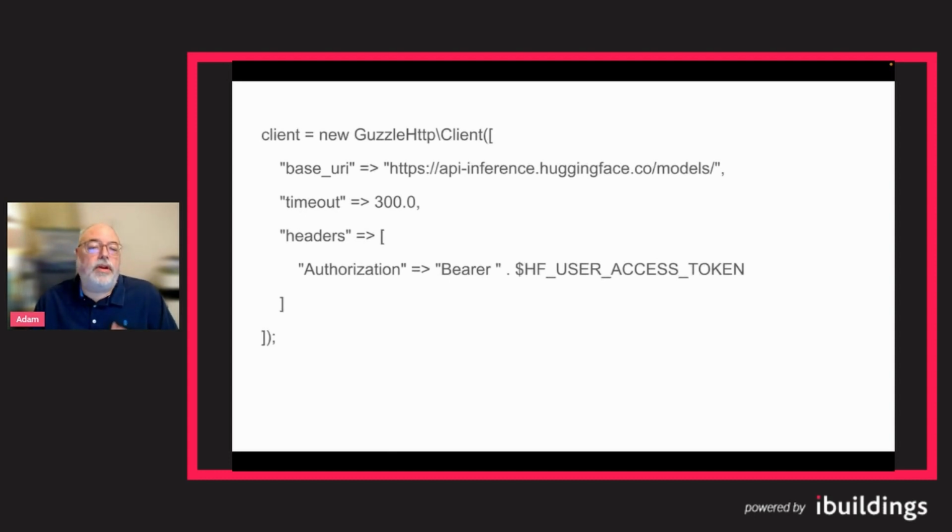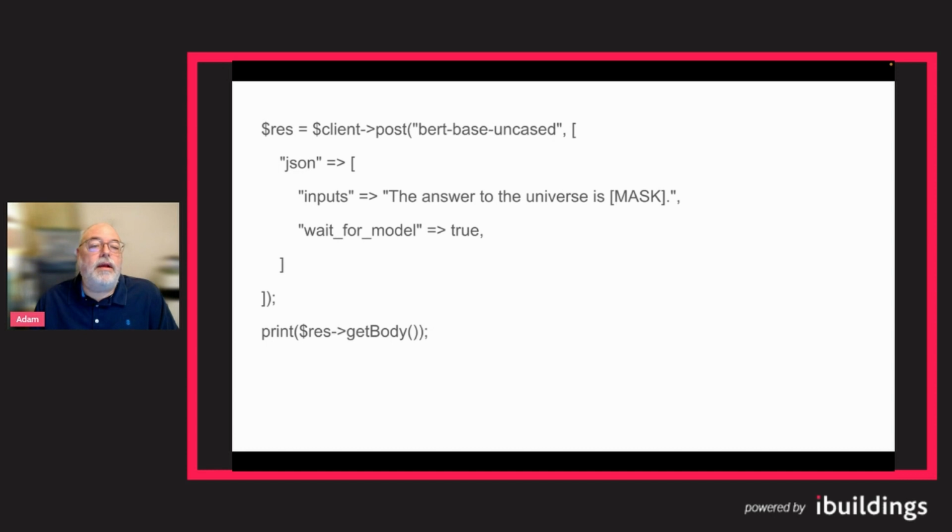And so you're just another HTTP client. It's got a base URL. The timeout here is 300 seconds, and we'll talk about why in a moment. And again, same thing, authorization bearer and not OAuth, just the access token. You make a post, right?